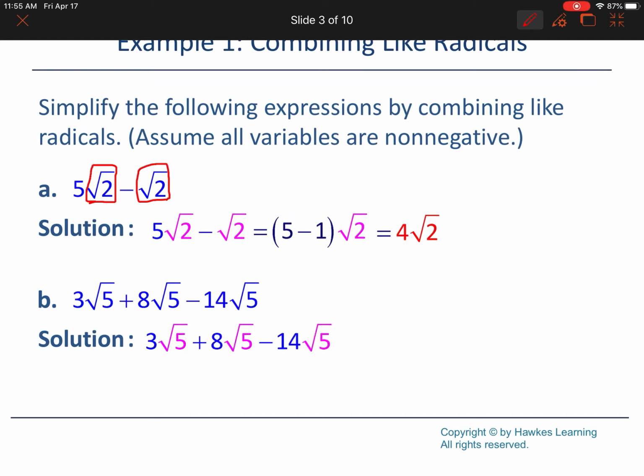So notice that they all have the same symbol of square root of 5, so we can just add together the numbers. 3 plus 8, and then minus 14. That's going to give us negative 3.